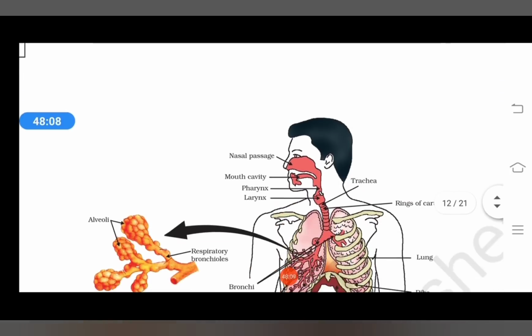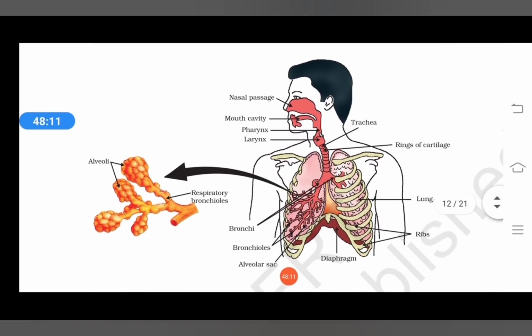See the diagram. So there is a nasal passage, and it passes through the trachea, the larynx is there, and rings of cartilage inside. There are lungs, then there are alveoli and respiratory bronchioles.